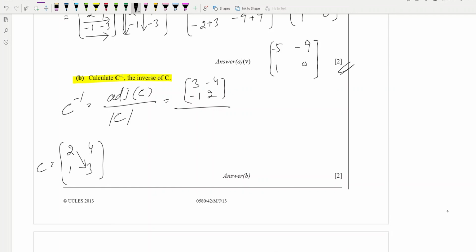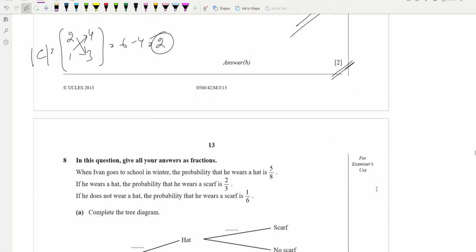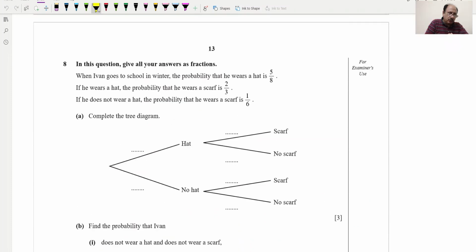So this will be 6, and this will be minus 4, which is equal to 2. So that mod will be 2. This is basically C mod, which we have calculated, and this will be equal to 1 by 2 into 3 minus 1 minus 4 and 2, and this will be the final answer for 2 marks, which we are done with. Hopefully you understood this. Question number 8. In this question, give all your answers as fractions.